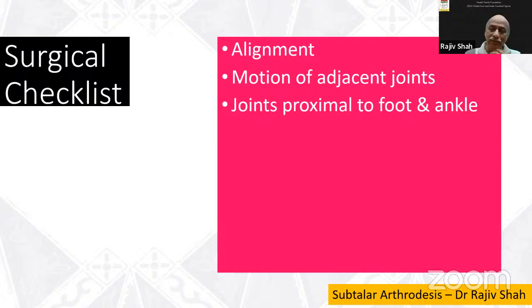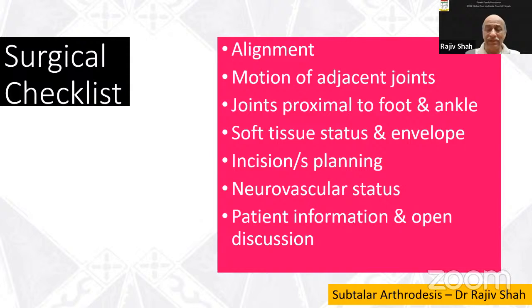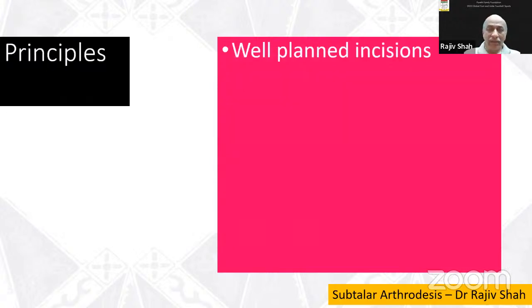You need to check the motion of adjacent joints. You need to check joints proximal to the foot, joints distal to the subtalar joint, status of the soft tissue envelope, and accordingly you need to plan your incision. Look for the neurovascular status. Look for information to the patient and open discussion and written consent of your patient.